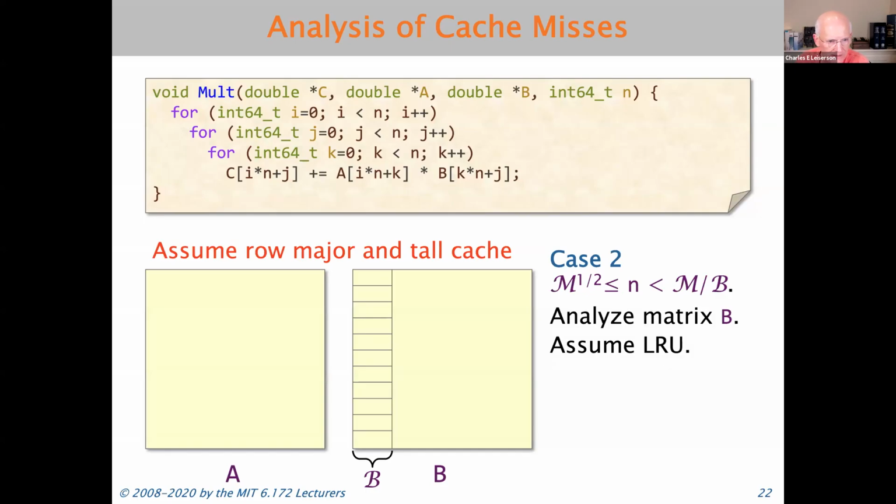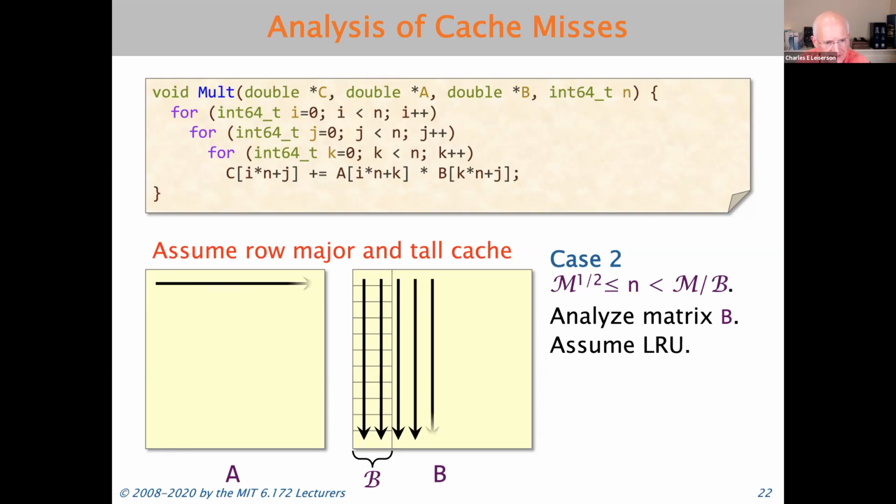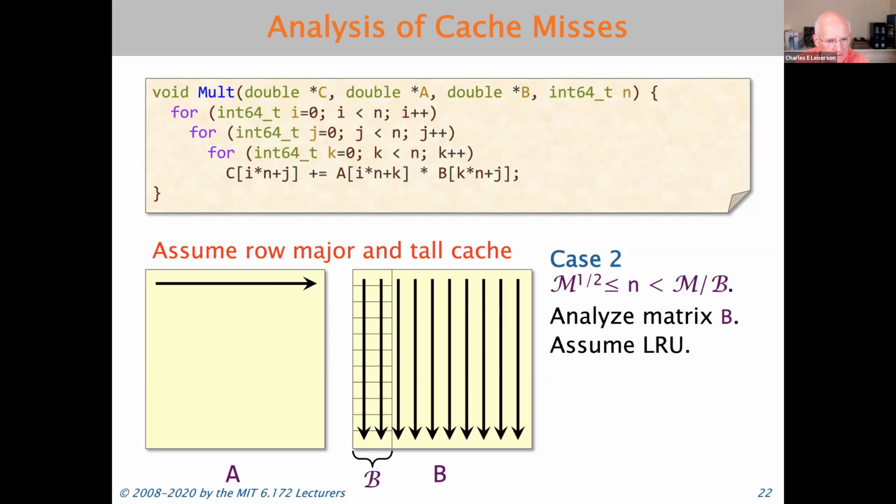So what happens? Well, we go through things the same way. But now I've hit fewer than m over B cache lines, and so I haven't kicked out the first ones. And so, boom, that's great. I get hits for the next one. So this time I get hits every time I go, but then for the next one I have misses, and then hits again, and then misses, and then hits again. But I only miss every B columns.